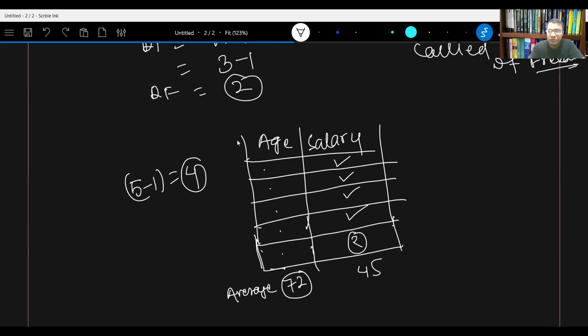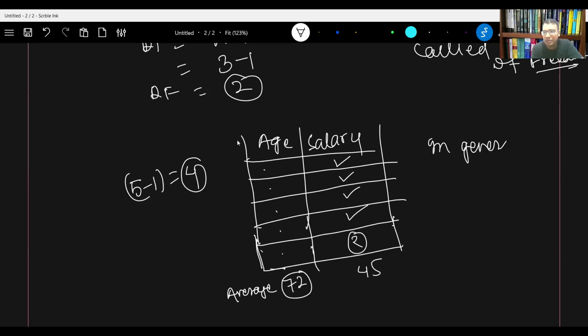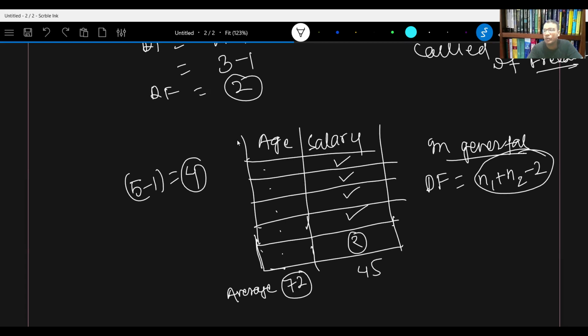Okay, so just in general, if the table is a contingency table, then in general df is n1 plus n2 minus 2. n1 plus n2 minus 2, that is the concept of degree of freedom. Clear, everyone? Okay.